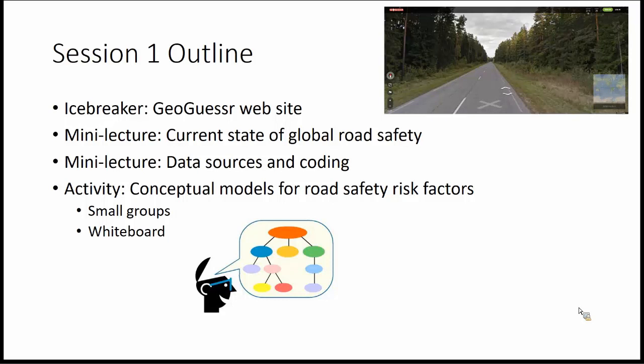So we started there. This session had two mini lectures of about 7 to 10 minutes each. We talked about the current state of global road safety and then data sources and coding. And really the bulk of the sessions were interactive and activity based. The activity for this session was conceptual models for road safety risk factors, and we had them break into small groups and then use the whiteboard feature, talk about conceptual models, and then regroup as a large group. And this was a common way we did all of our activities.